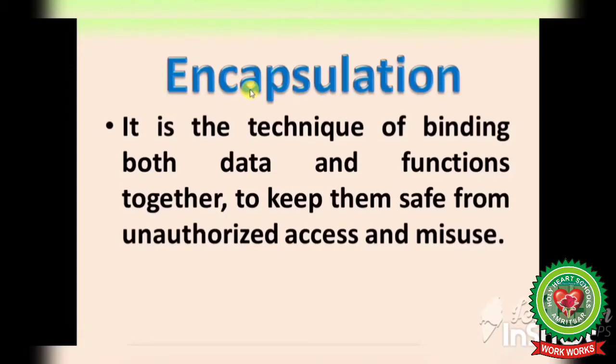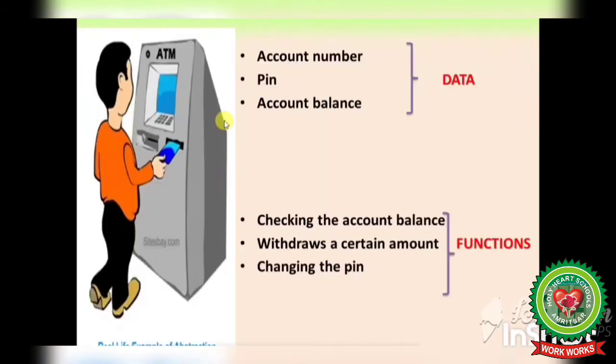Next thing is encapsulation. Encapsulation is the technique of binding both data and functions together to keep them safe from unauthorized access and misuse. Encapsulation ensures that a user cannot access the data without proper authorization. It also ensures that a user can have access only to those functions for which he is authorized, while other functions remain unaffected. Now let us understand the concept of encapsulation with the help of an example.